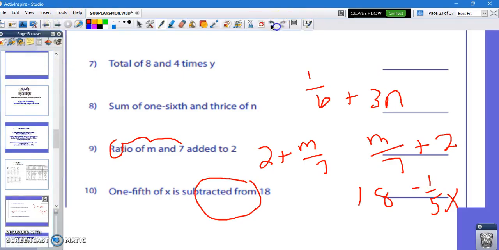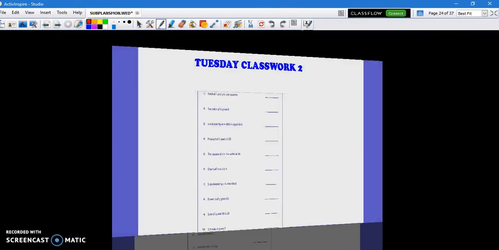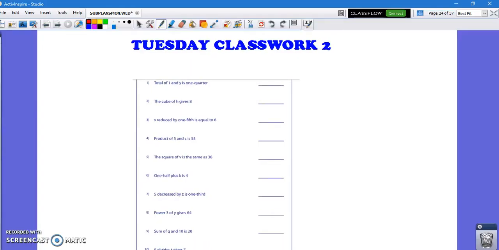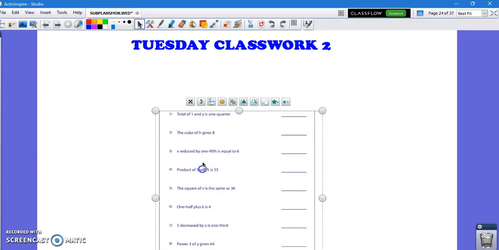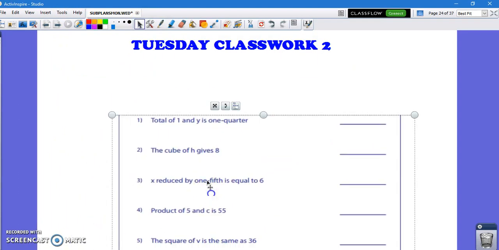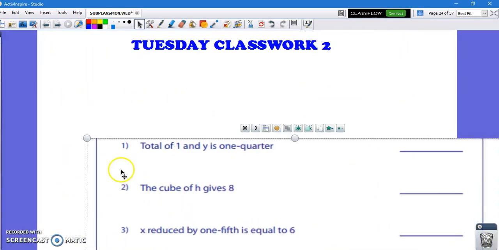I'm going to quickly move on to the next one. Again, you should take the classwork packets home to help you with any homework problems. Now these are going to be equation ones, so that means there's going to be an equal sign.